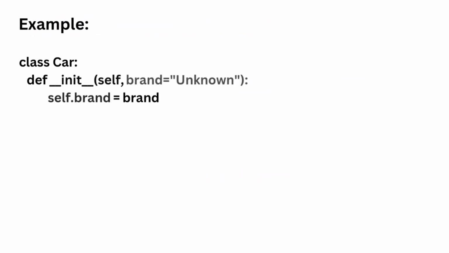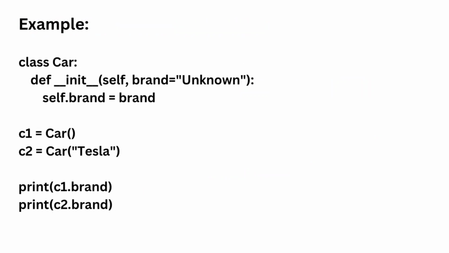Let's see an example. Here C1 gets the default value Unknown, while C2 uses the given brand name Tesla. That's the beauty of constructors. They help objects start their journey with proper data.